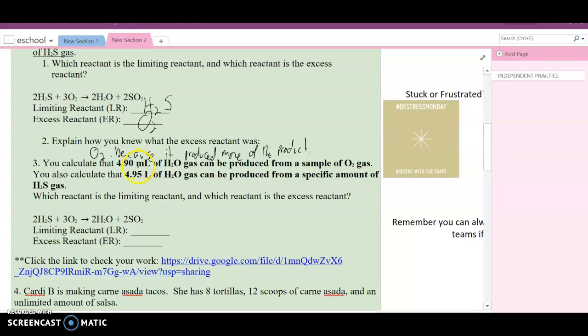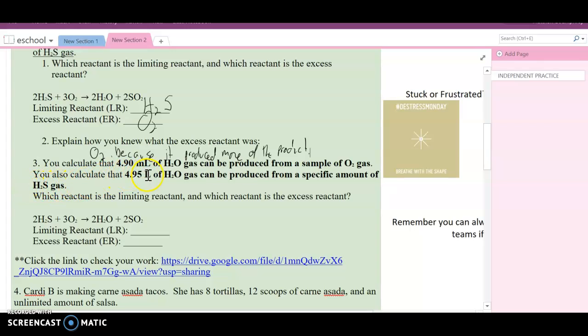Same thing here. This is key too. I wonder if this is a typo. See, milliliters and liters. Not only does O2 gas produce a tiny fraction of what can be made from H2S gas. I don't know if this was a typo, maybe it was just supposed to be liters, whatever. But what I do know is that O2 gas produces far, far less of our product than H2S gas. So I have tons of H2S gas.